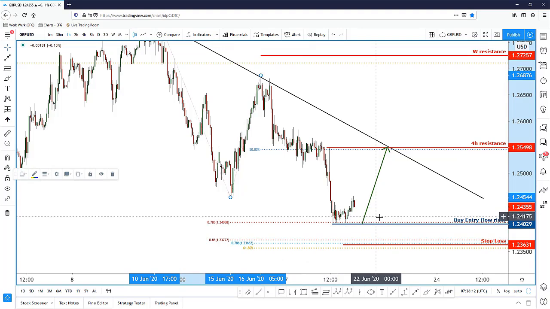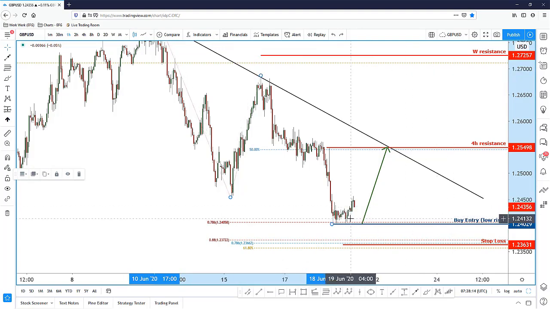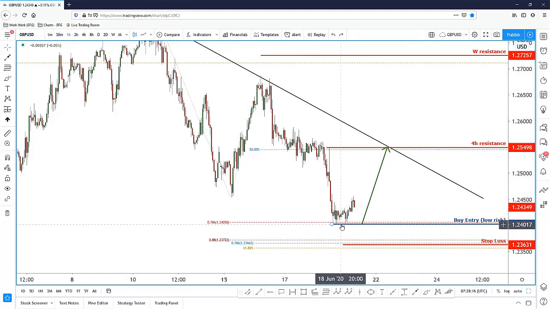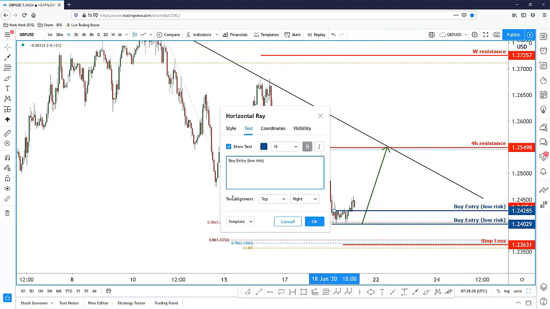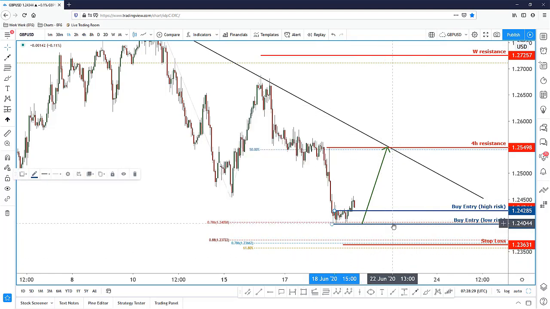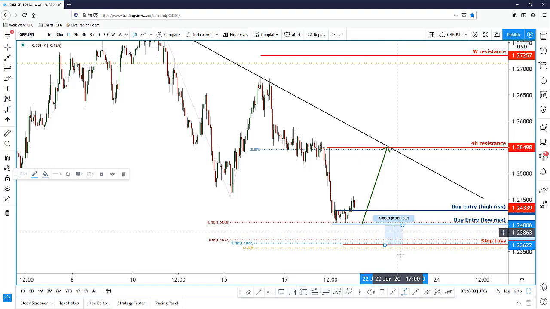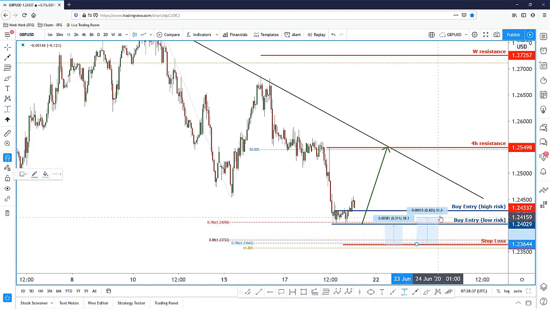All right, or if I am a bit more unwilling to wait, I'll just use my entry at this overlap here. Price seems to be coming back down. Okay, high risk for the high risk traders, right? Why high risk and low risk is because you can see the low risk, this is how much you're risking, okay? And the high risk, this is how much you are risking.